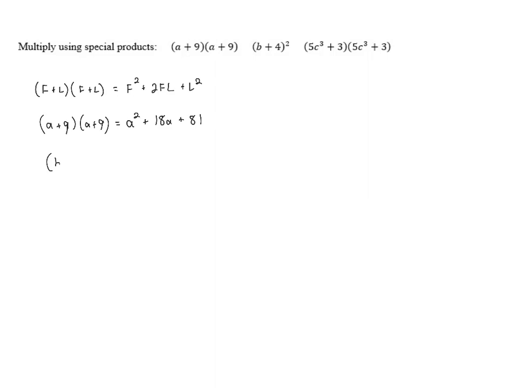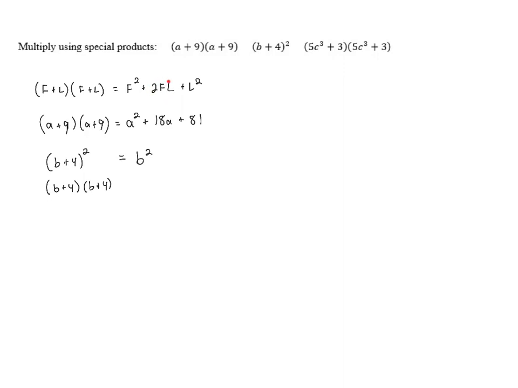Next, we have b plus 4 squared. Now we know that when we square something, we're multiplying it by itself, so this is really the same as b plus 4 times b plus 4. These are equal to each other, and so we've got a sum times itself, and so just like the last one, we can use this special product. We're told to take the first term and square it. If we take b and square it, we get b squared.